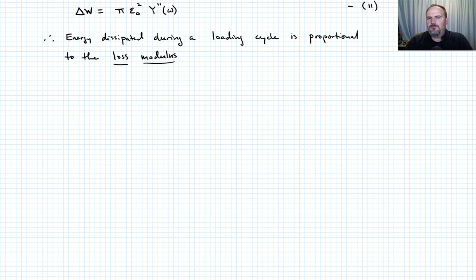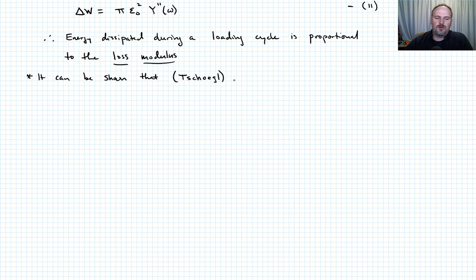But we want to ask the question, how much energy is stored during a cycle? That's actually a more complex equation to solve, so I'm not going to do it here. I'll just give you the reference. I'll just say it can be shown that, and the author is by the name of Tschoegl, T-S-C-H-O-E-G-L. He's got a fairly advanced viscoelastic textbook that will derive this for you.